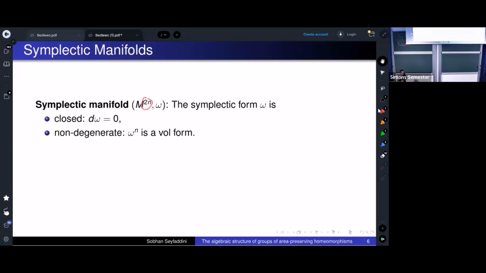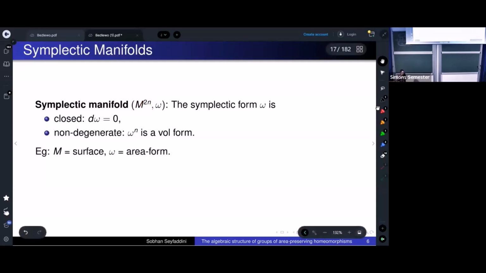Being symplectic means omega is closed, d omega is 0, and it has to be non-degenerate, which means it's a non-degenerate bilinear form on every tangent space. Equivalently, if you raise it to the power n, it gives you a top form that has to be a volume. So there's a canonical choice of volume on every symplectic manifold.